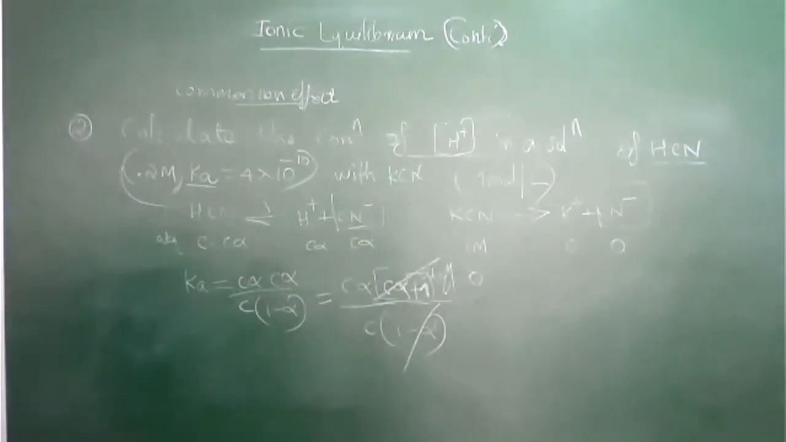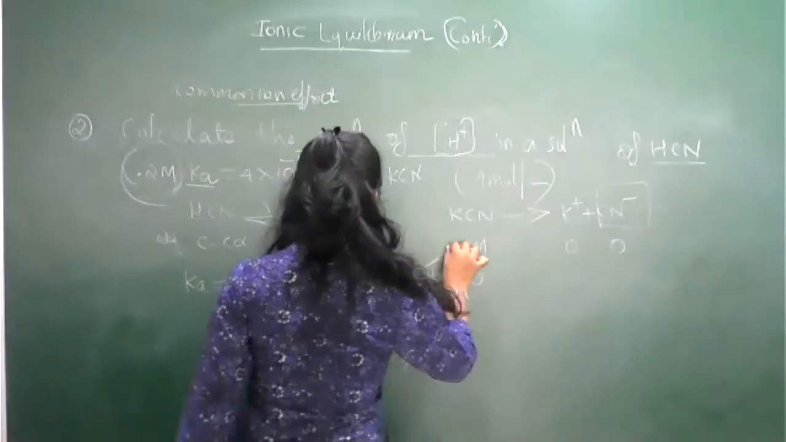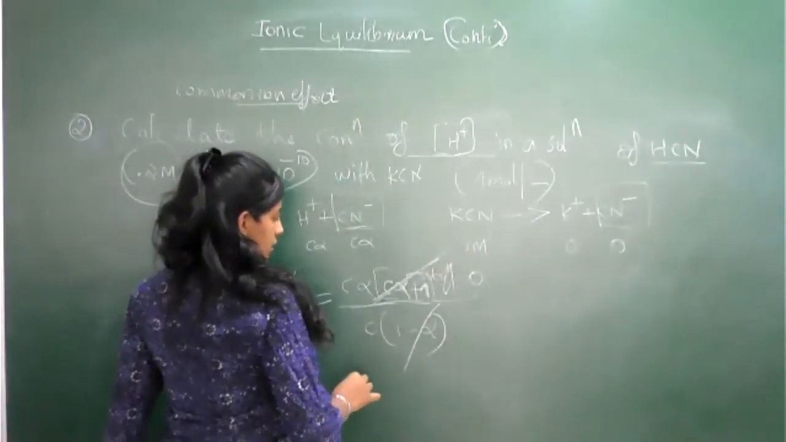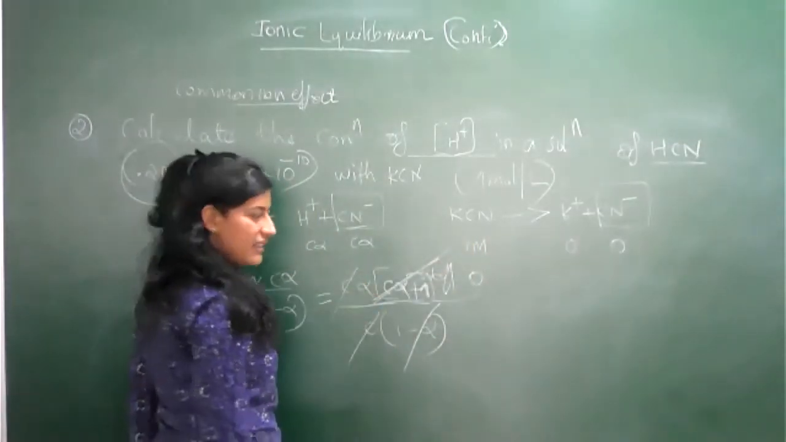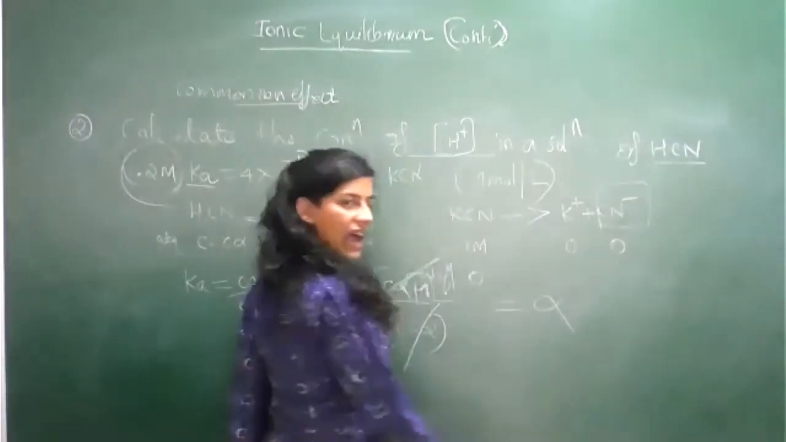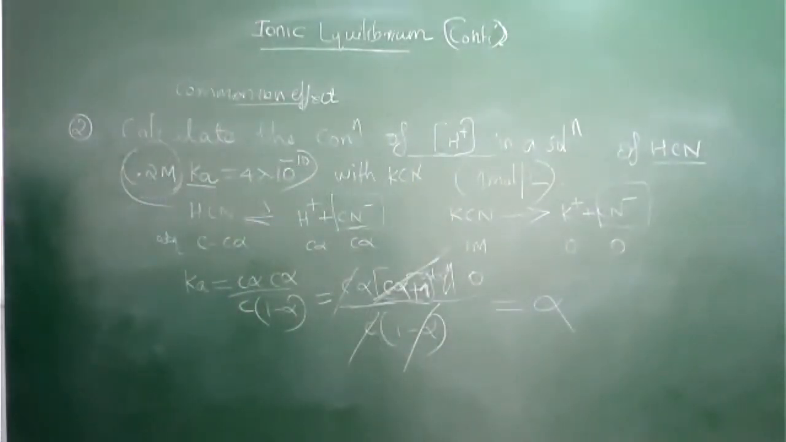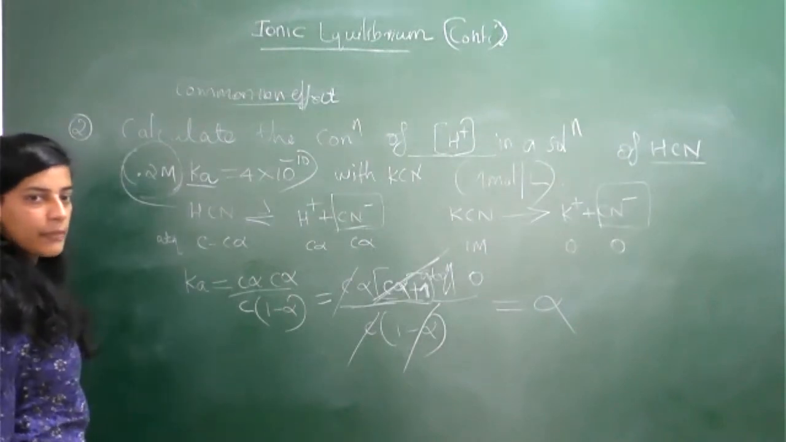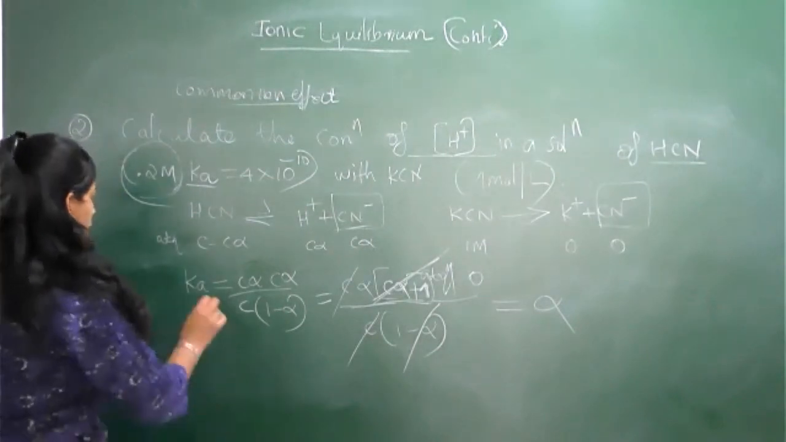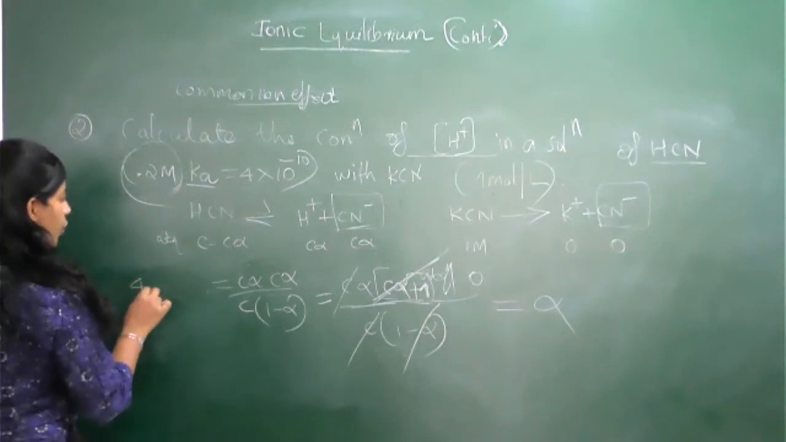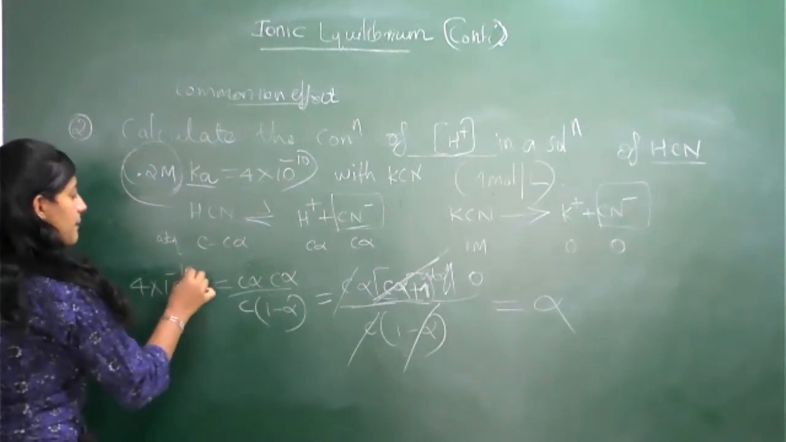How many remain? This term is neglected, and then C gets cancelled. Then what about the result? Alpha. Alpha only. Okay. So the Ka value is given now, student. What about the Ka value? The Ka is given to you: 4 into 10 to the power minus 10.